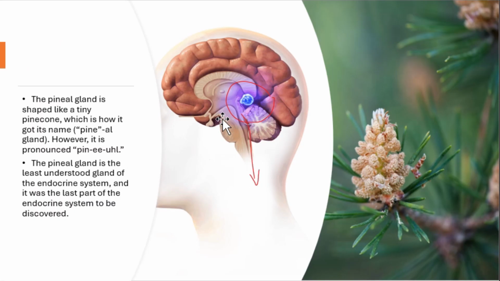In the last class we have seen about the pituitary gland, isn't it? See, this is the pituitary gland, whereas this one is the pineal gland. Why did it get this name? It is like a tiny cone shape, so it is called the pineal gland. And how is it pronounced? Pineal gland.